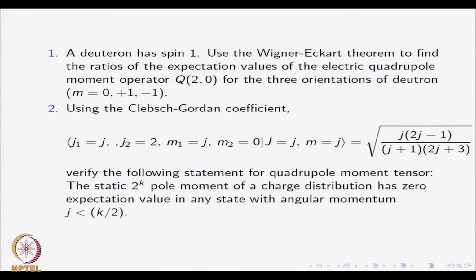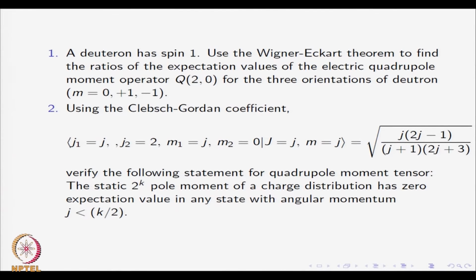So, for the 3 orientations, you need to find the ratio of the expectation values of the deuteron for q 2, 0. The 3 orientations would be 1, 0 and minus 1. So, you have to find the expectation value for the 1 0 state, the 1 1 state and the 1 minus 1 state on q 2, 0.